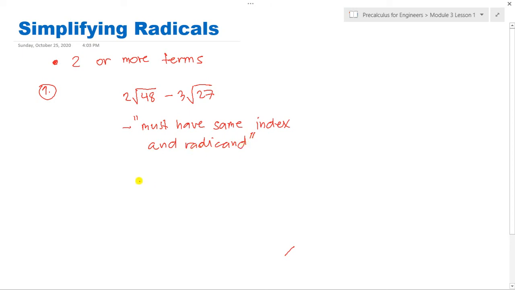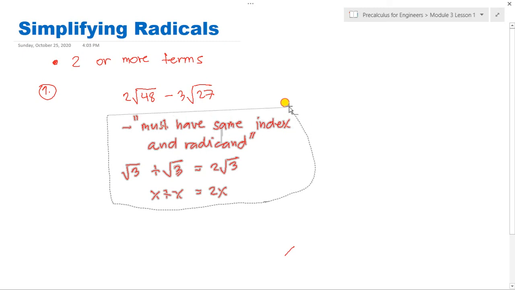Ito lang class. Example, if you are given square root of 3 plus square root of 3, of course, makakombine mo yan. Why? Because it follows our rule. Must have the same index and radicand. Ano yung index nila? Of course, square root, 2 and 2. How about its radicand? It is the number or expression inside the radical sign. So 3. So therefore, you can write this as 2 square root of 3. So parang tinitreat ko lang siya as variable. Let's say we have x plus x nagiging 2x. So ganun din yung gagawin mo sa radical expressions mo kapag mag-add ka or mag-subtract. So ayan na ha, must have the same index and radicand.